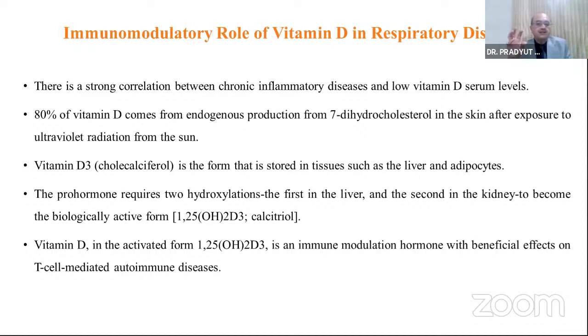Then vitamin D3 is the form that is stored in tissues such as the liver and adipocytes. The prohormone requires 2 hydroxylations to occur, first in the liver and second in the kidney, to become the biologically active form of vitamin D. And this vitamin D in the activated form is a strong immunomodulator with beneficial effects, again, on T cell mediated autoimmune diseases.